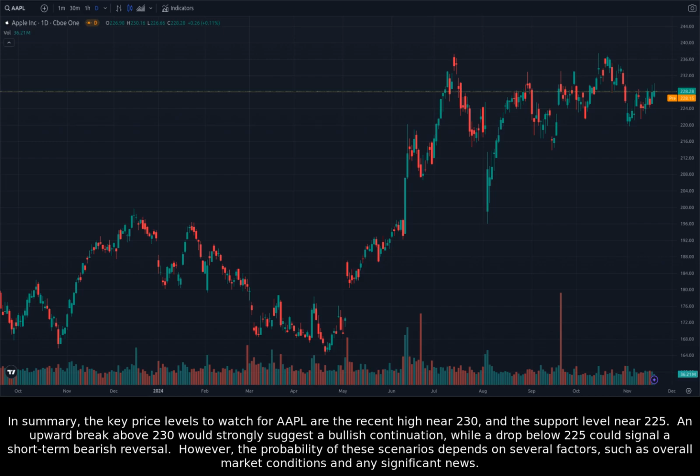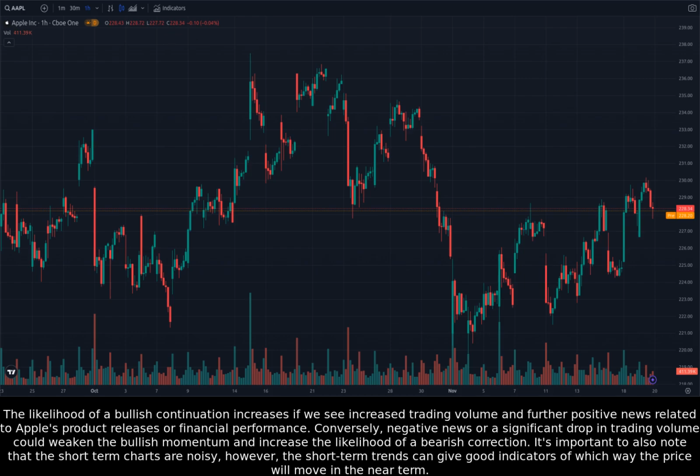However, the probability of these scenarios depends on several factors, such as overall market conditions and any significant news. The likelihood of a bullish continuation increases if we see increased trading volume and further positive news related to Apple's product releases or financial performance. Conversely, negative news or a significant drop in trading volume could weaken the bullish momentum and increase the likelihood of a bearish correction. It's important to also note that the short-term charts are noisy.